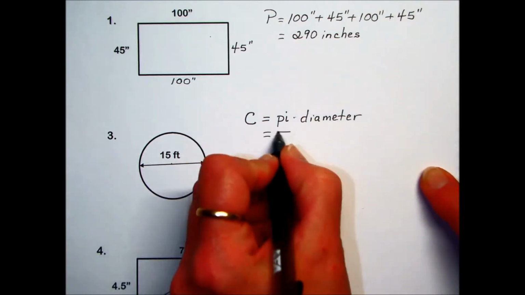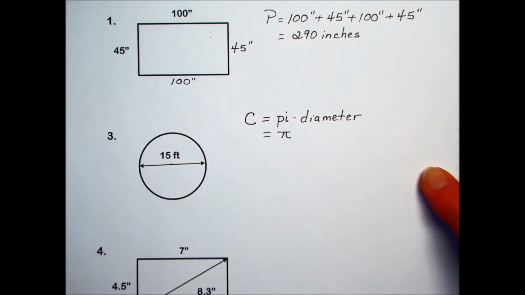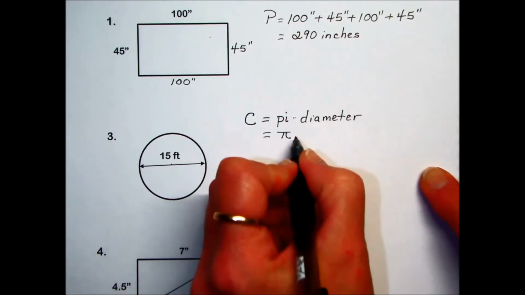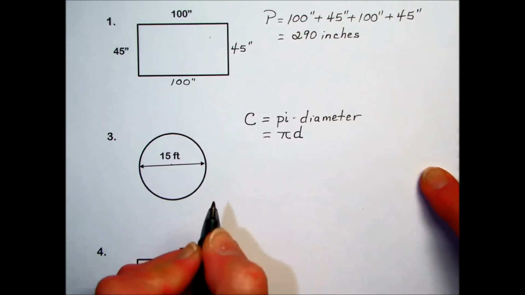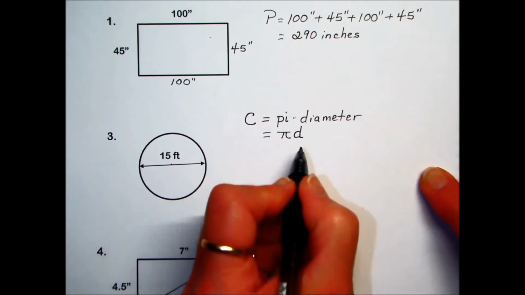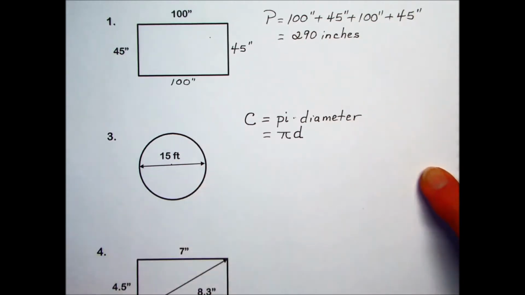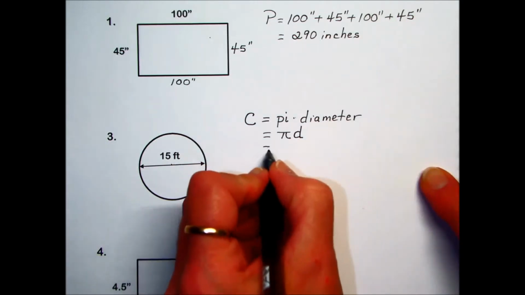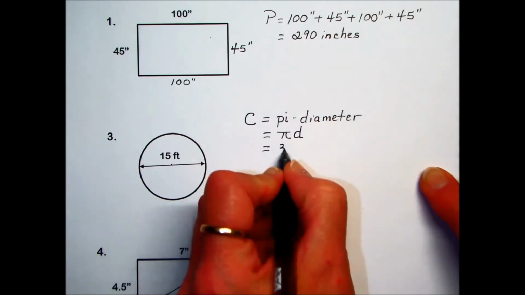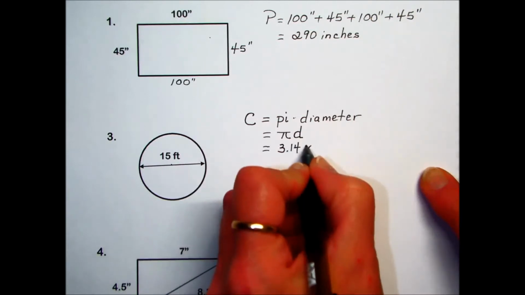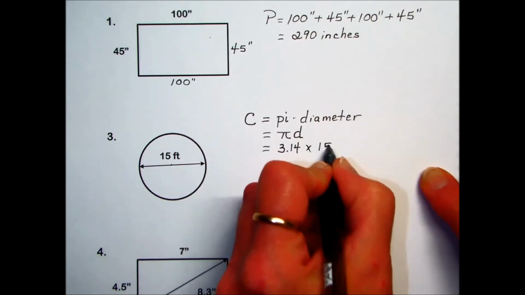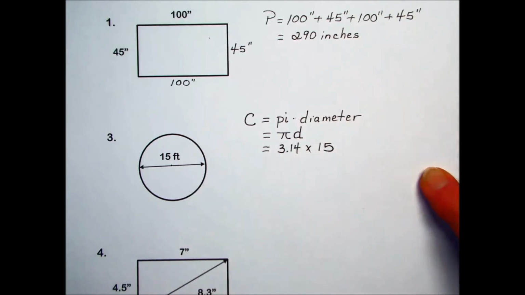Pi is symbolized with this symbol, and oftentimes the formula for circumference is given as pi d, d short for diameter. The value of pi that we're going to use is an approximate value of 3.14 for pi. We'll multiply it by the given diameter length for this problem.